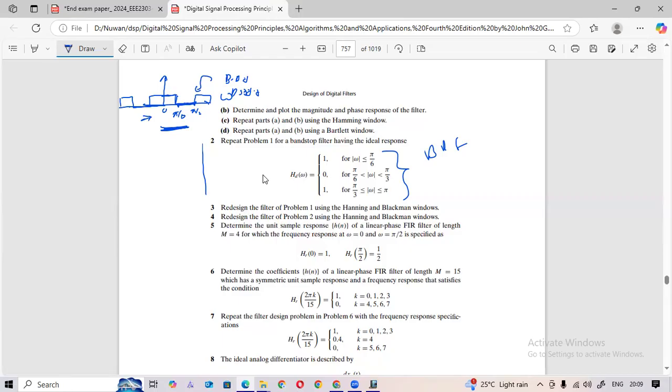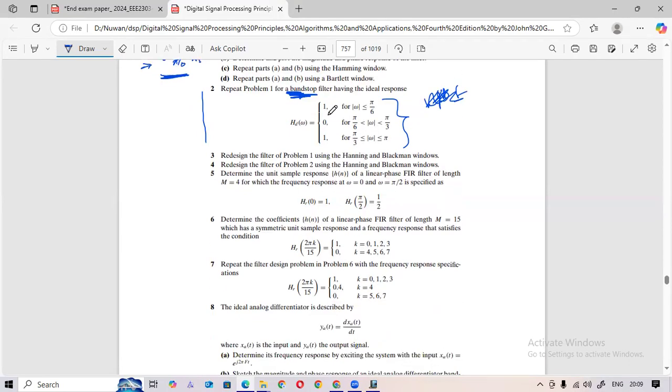Is this band pass or band stop? It's a band stop, no? This is a band stop filter. Okay. Yeah, it is given. Band stop filter. Okay. So you need to verify this by looking at this.